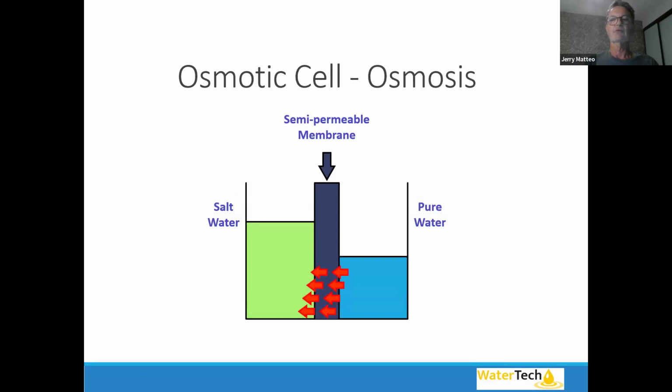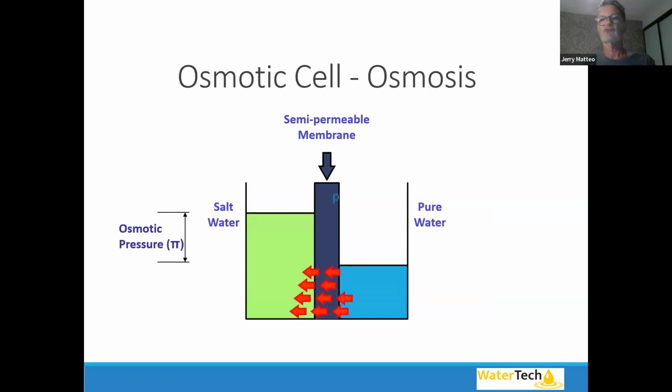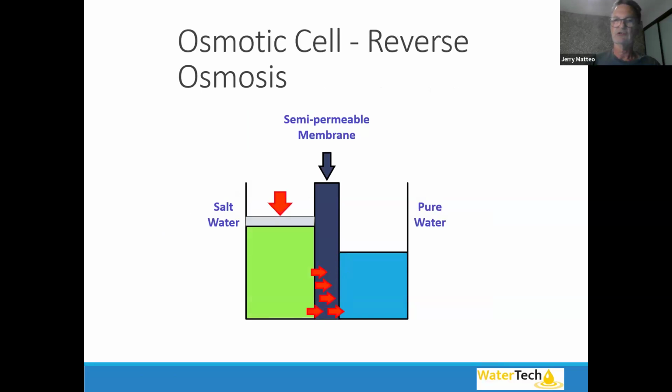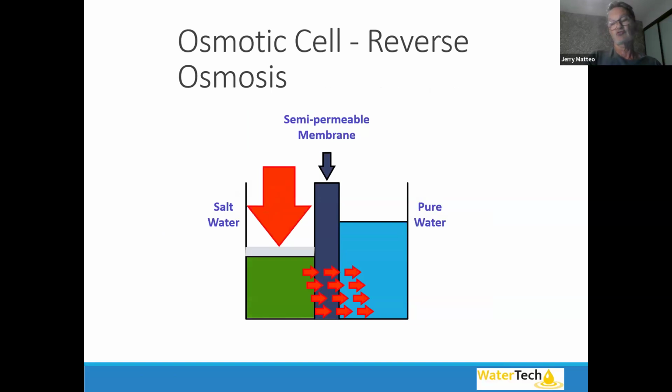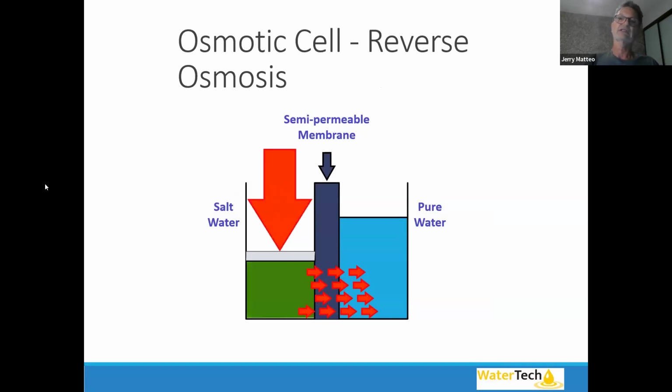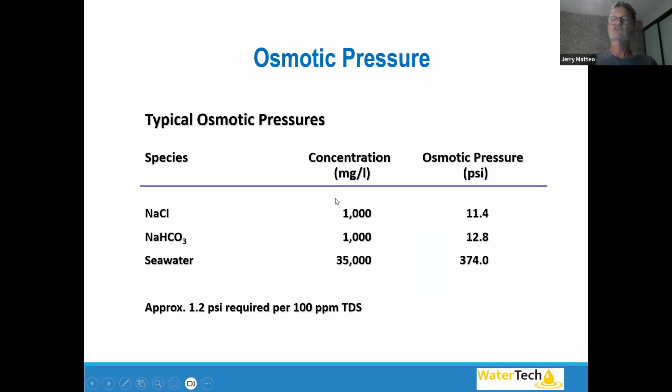Going back. In nature, without an applied pressure, we're going to flow from low concentration to high concentration. Osmosis. We apply a pressure and the opposite occurs. We apply a pressure to our concentrated side, our concentrated fluid, and we can actually drive fresh water through the membrane and leave behind very concentrated salts, dissolved solids. So osmotic pressure is related to the amount of dissolved solids in the water.